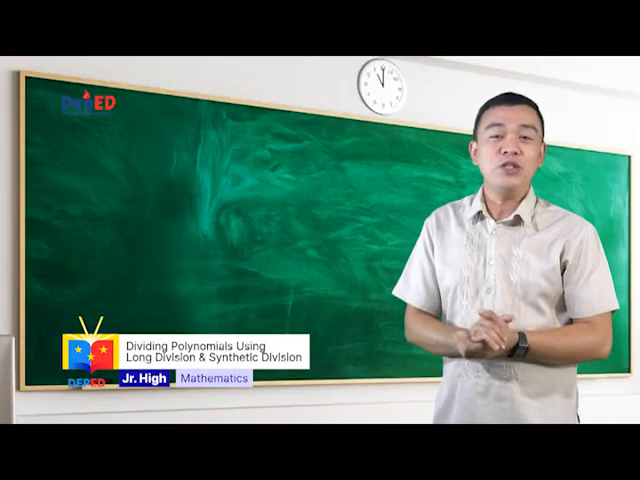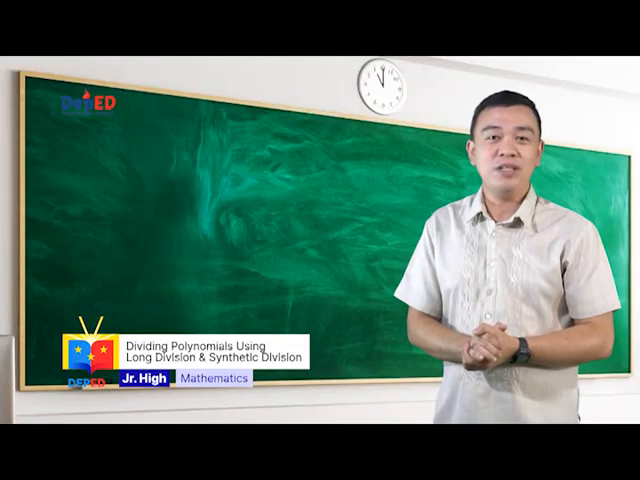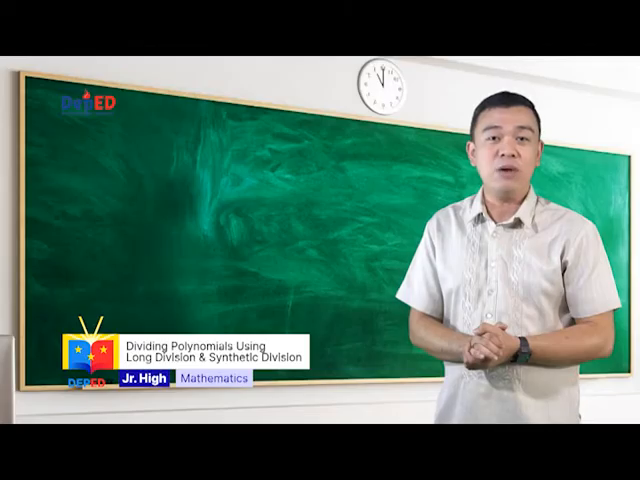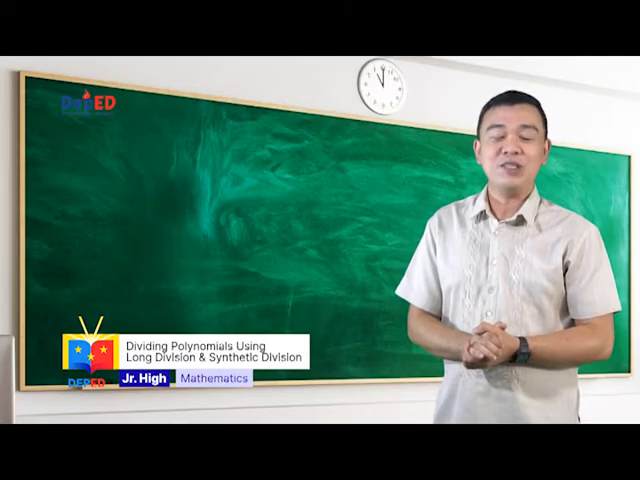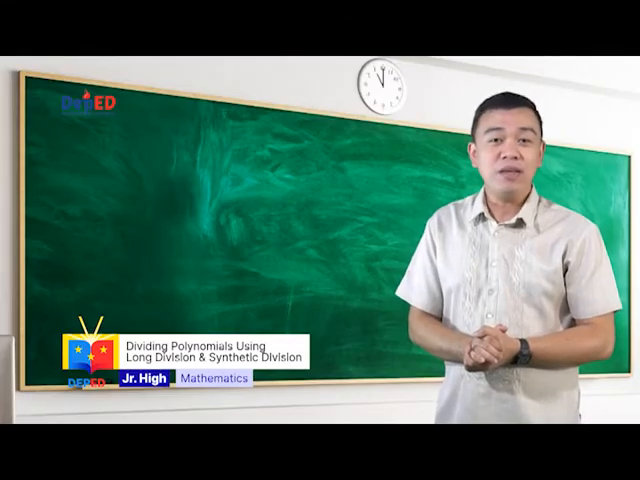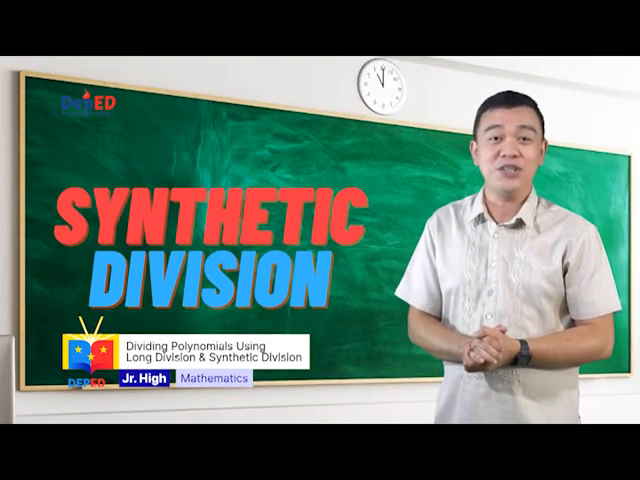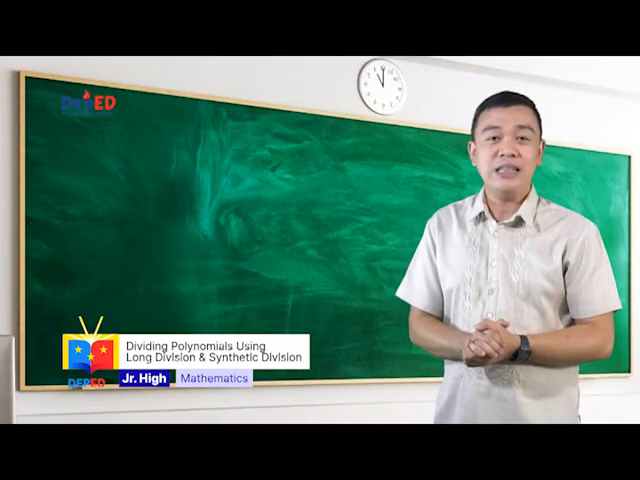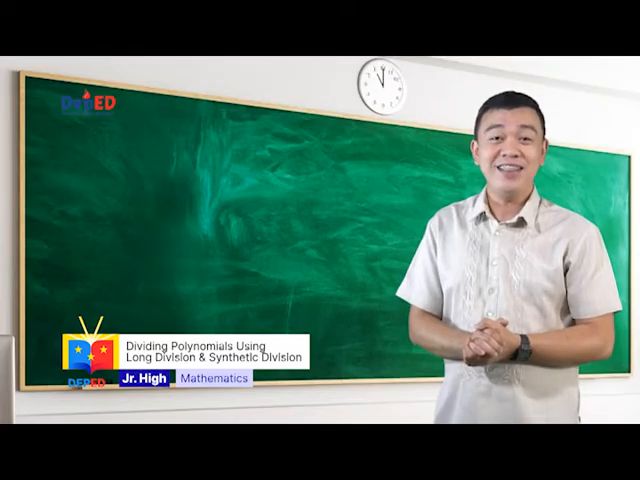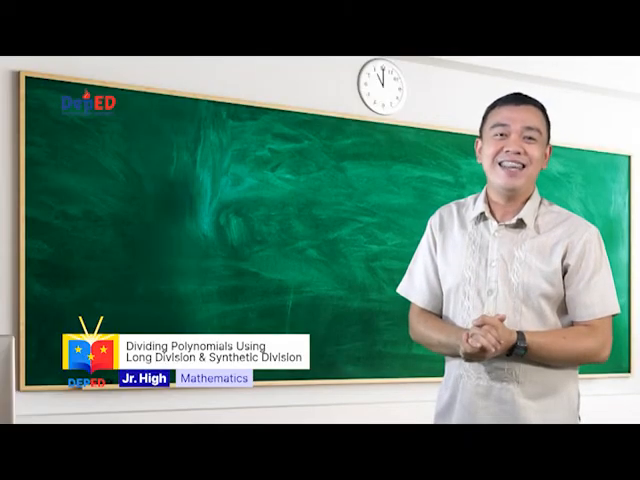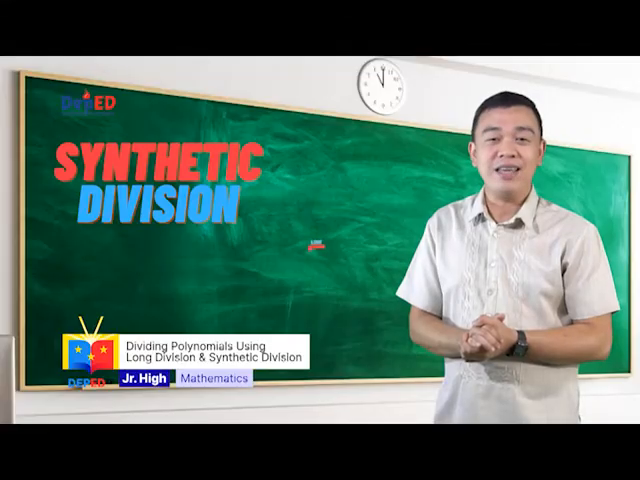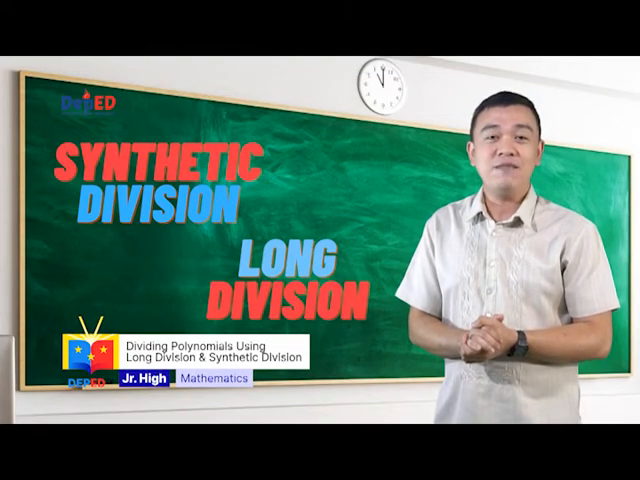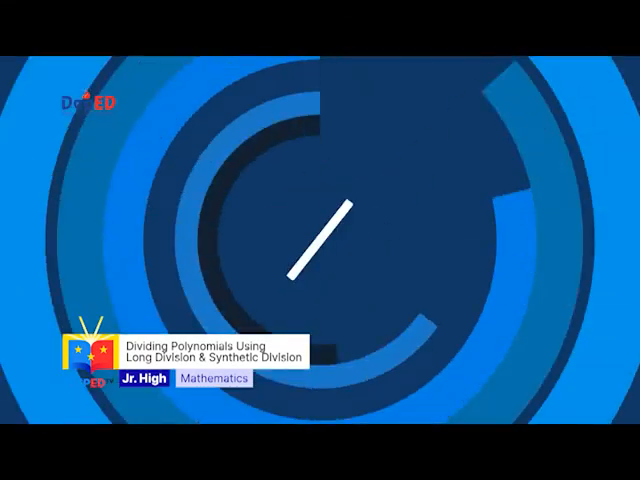There is a more efficient way of dividing polynomials if the divisor is a linear binomial in the form x minus a. This method is called synthetic division. How about if we try using this method in dividing the polynomial in our example earlier? Well, let's do this. Let's find out if synthetic and long division will give us the same quotient.